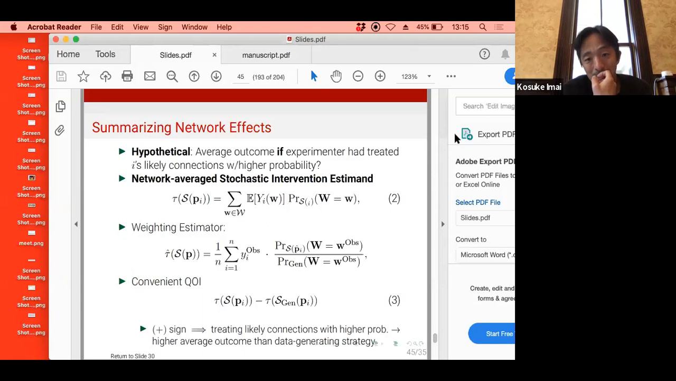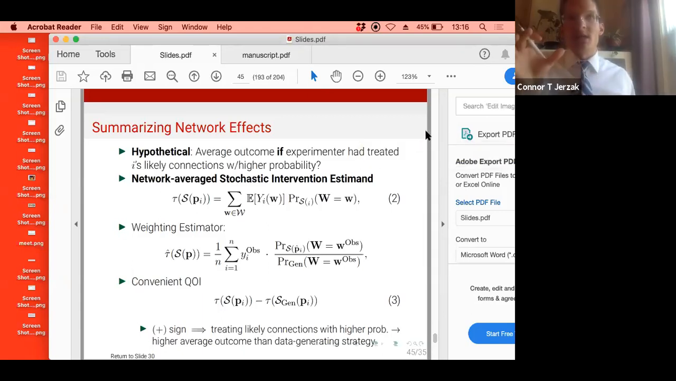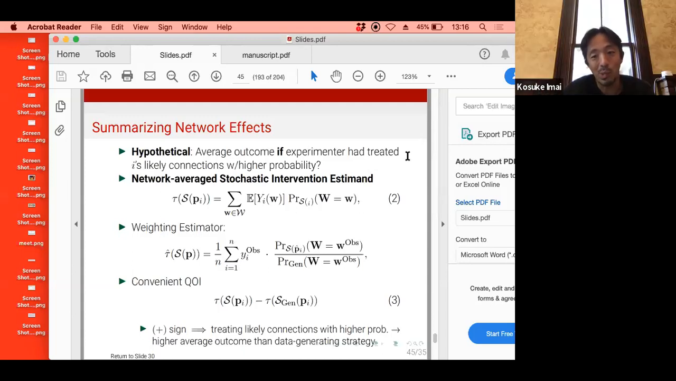Yes, that part is not essential. The essential part is elsewhere. That's just one realization of a general idea. Yeah, so I think that would make it easier.